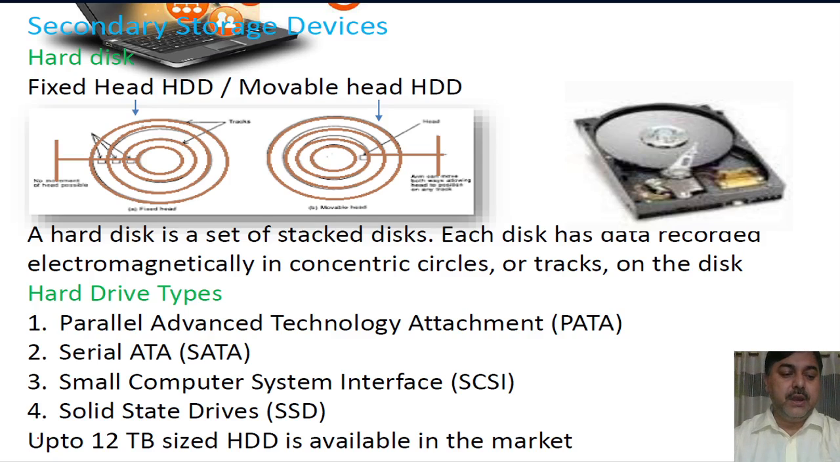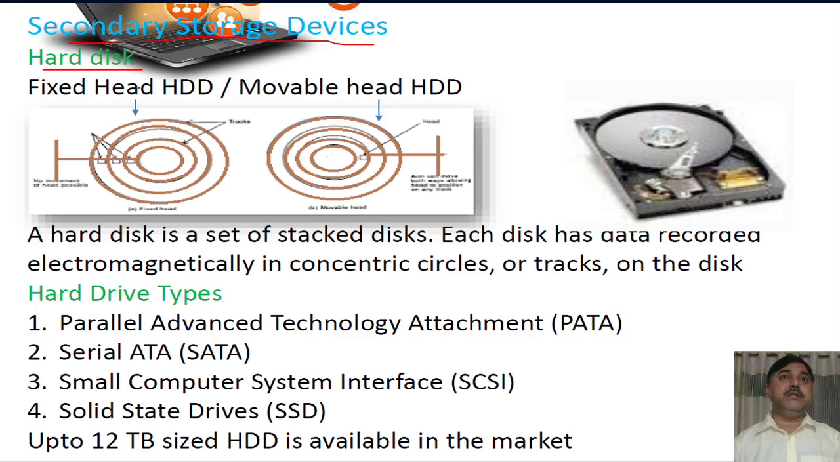So as we find, when we are making this particular structure, there is a secondary storage unit or storage drive, and in it there is a hard disk. Hard disk means there is the fixed head hard disk and the movable head hard disk. So we can find two patterns of hard disks.